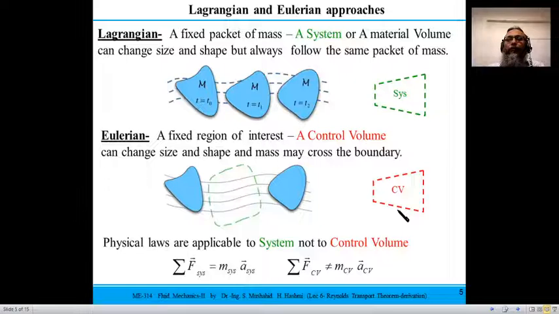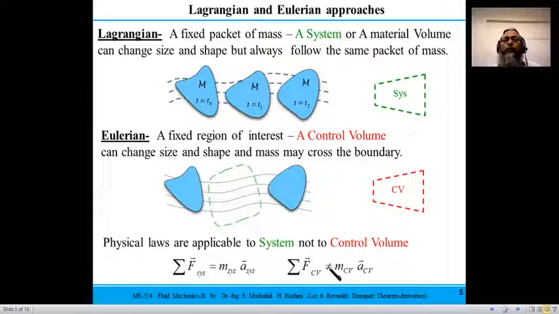As far as our physical laws are concerned, when you apply them to a system, which is an entity of some mass, the laws have been written that way. For example, Newton's second law of motion: we talk about the mass of the system, and its acceleration depends upon the resultant forces acting on the system. So our laws are actually applicable to systems, not to the control volume.